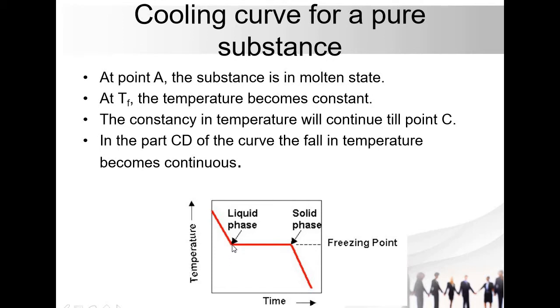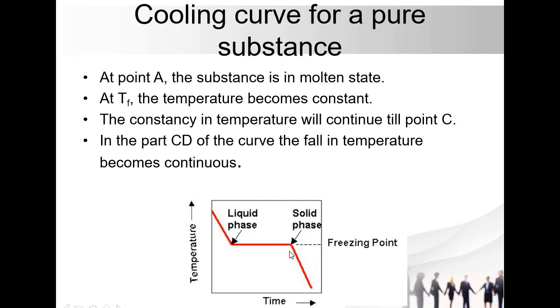We all know that solidification is an exothermic process, and hence the temperature remains constant at this freezing point TF, since the heat evolved during solidification compensates for normal cooling. The constancy of this temperature will extend till this point C is reached, or in other words, until the liquid is completely solidified.